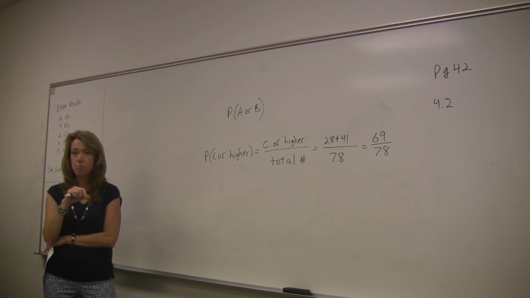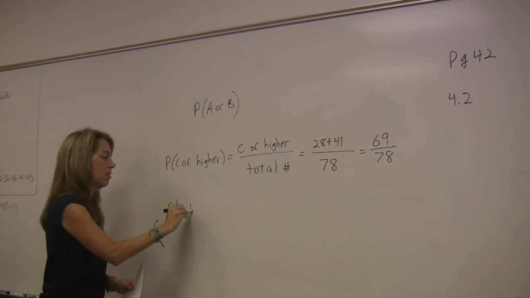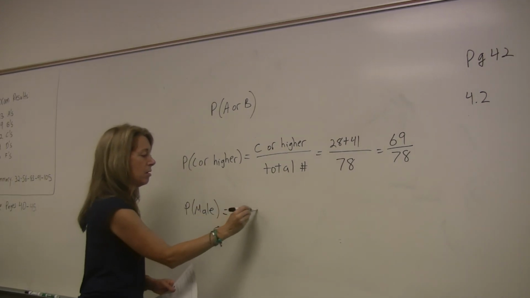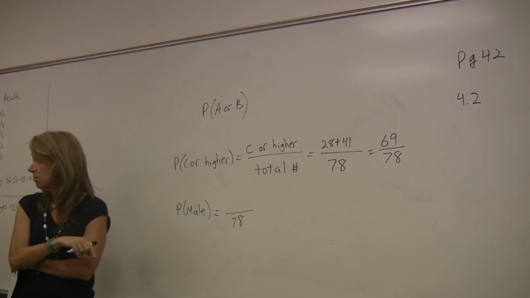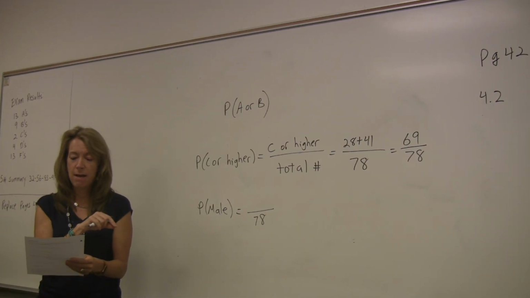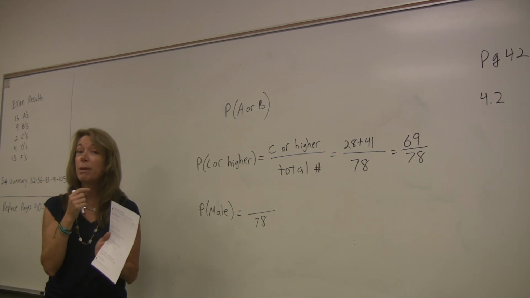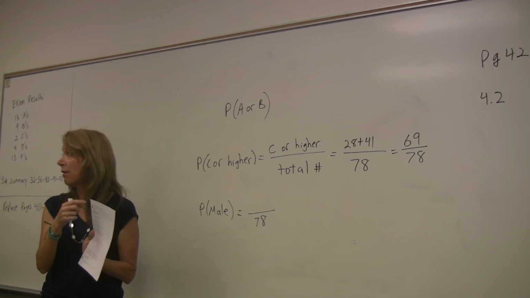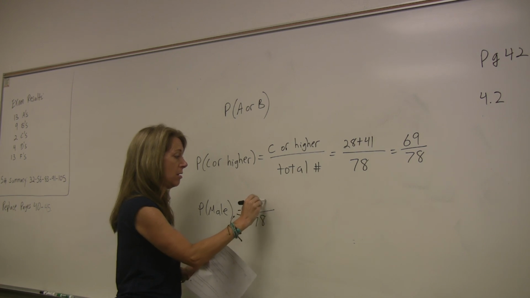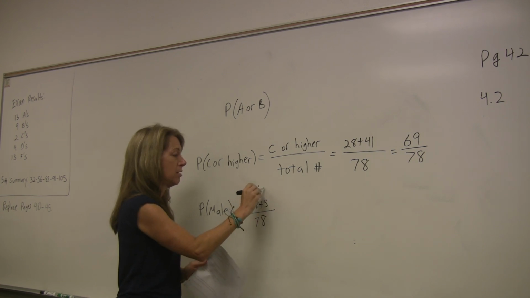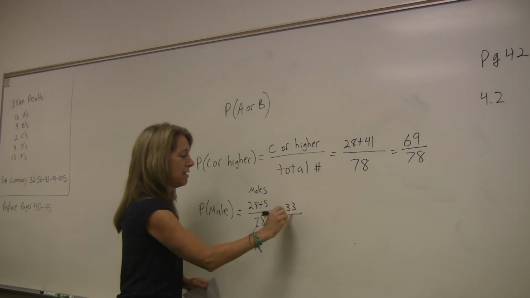Okay with that? Okay, how about probability of male? Add 3 plus 5. We still have the 78 total people. And what's going to go on the top? 8 plus 5. How many total males are in this table? 33, right? There's 28 and then the other 5. These are all the males. This is the total. 33 out of 78.